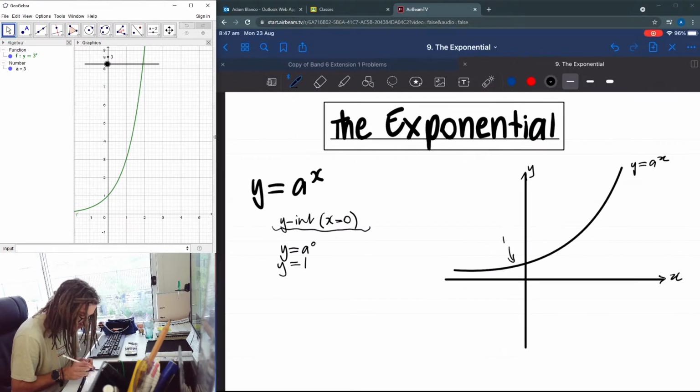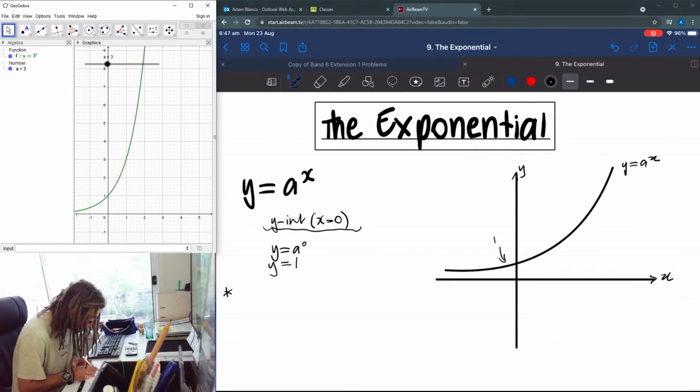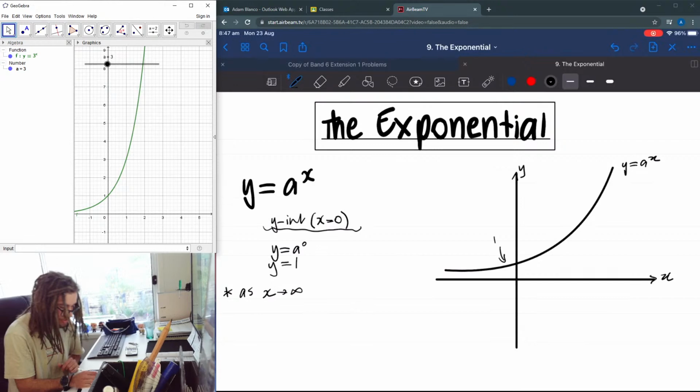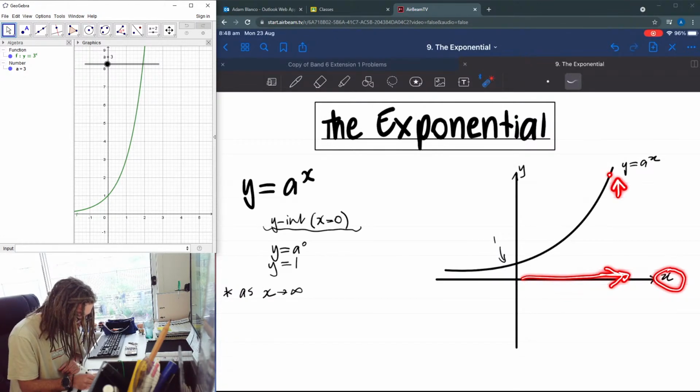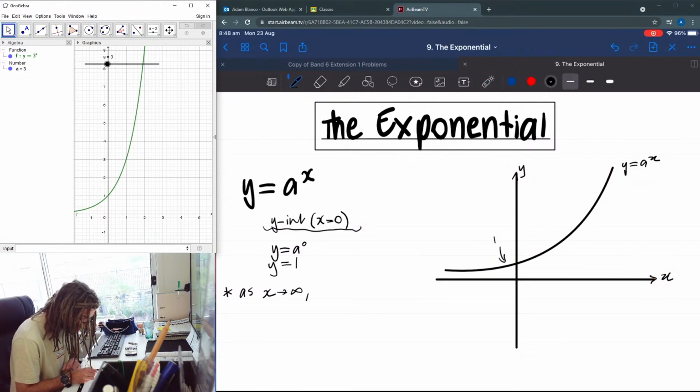So the first one, and I'm going to use the notation I was using before: as x approaches infinity. What does that mean? That just means as I go across the graph in this direction, in the x direction, as it gets really, really big, what happens to the graph? Well, it's going really, really high. So that means my y value also approaches infinity. So as x approaches infinity, y also approaches infinity.